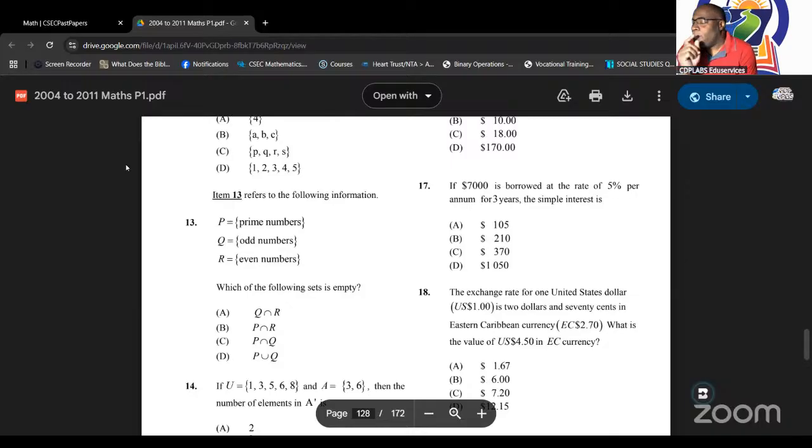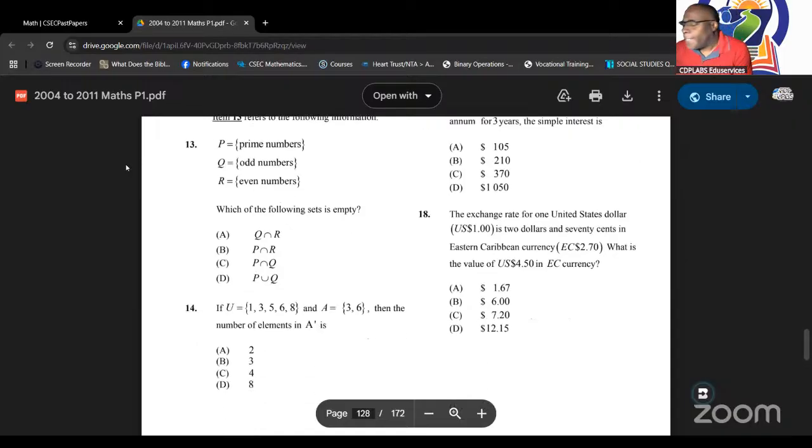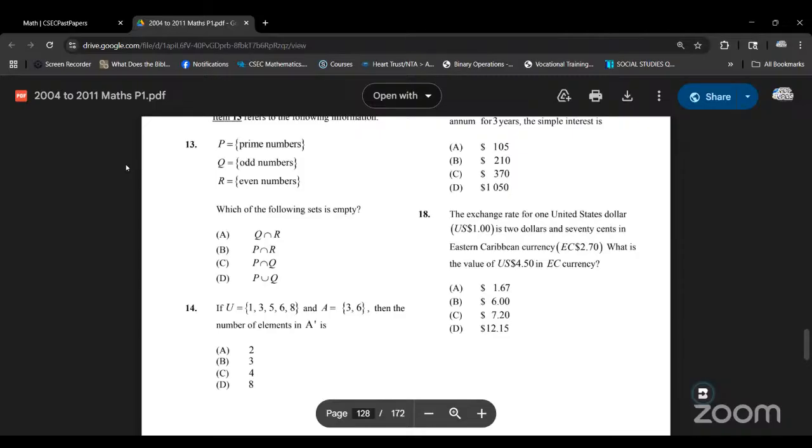Remember now, you only have a minute and a half to spend on each question. So you have to find quick ways of working things out, right? So go to question number 18 quickly. The exchange rate of $1 to $2.70 in Eastern Caribbean currency. What is the value of 4.50? Wait, give me a second.